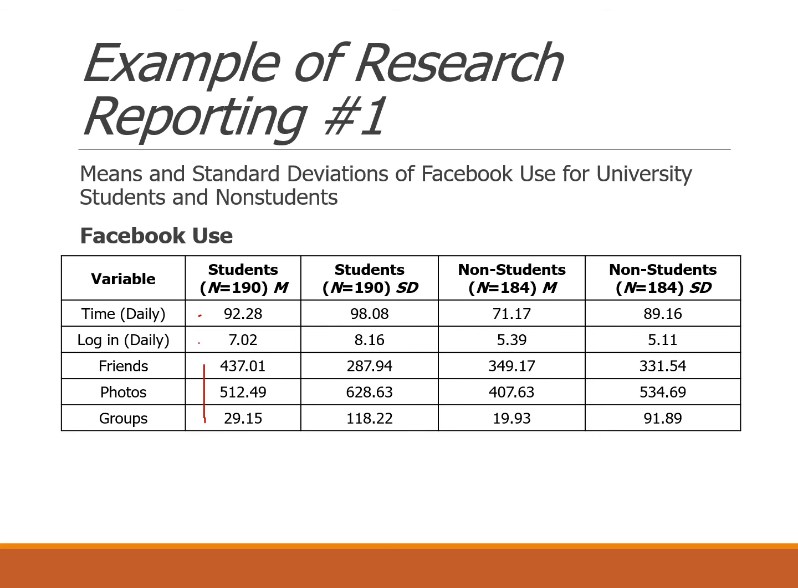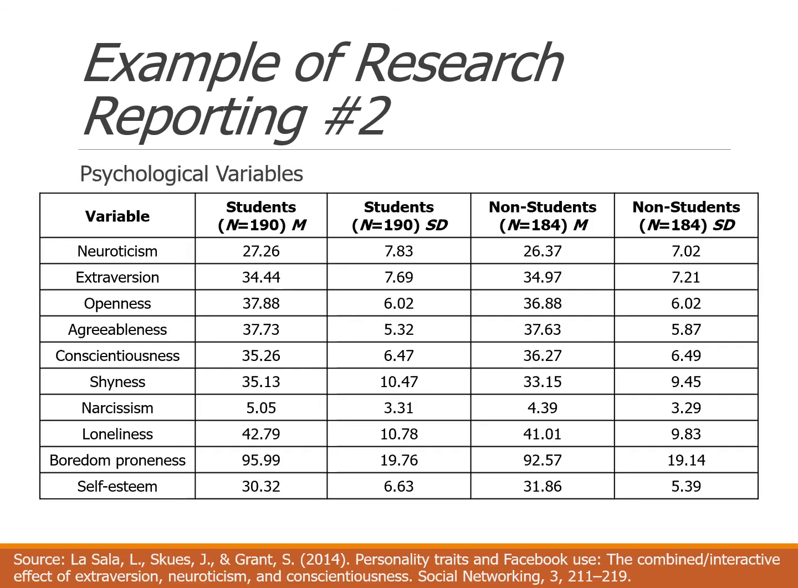Non-students are spending less time. They log in less frequently. They have fewer friends, fewer photos, and they are in fewer groups. Do you see how different that is? And so this is just one of the ways that we look at data. You could also chart this in a graph, but you'll see that in research we mostly list them in tables like this. Here's another set of variables that are posted that are typical for listing in research articles.